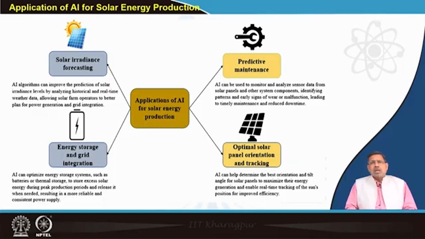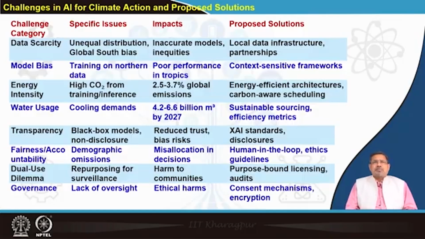The fourth one is optimal solar panel orientation and tracking. AI also helps in determining the best orientation and tilt angle for solar panels to maximize their energy generation. So, it helps in terms of which direction and angle it can tilt. That is why it helps in enabling real-time tracking of the sun's position, and that is how it improves the efficiency of the solar energy capture.